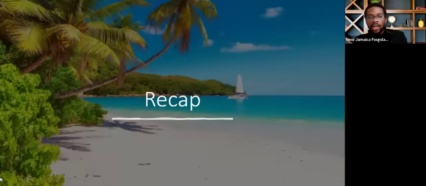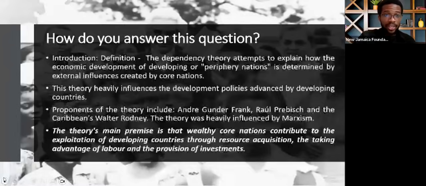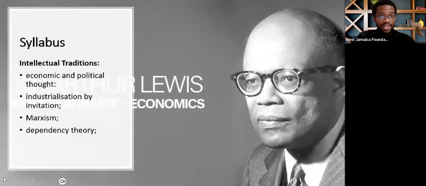Sorry. So this essay, what I really want you to demonstrate is knowledge of the theories themselves, knowledge of the intellectual thoughts at hand. And that's why I showed the syllabus earlier. It showed that you're looking at economic and political thought, including industrialization by invitation, Marxism, dependency theory. Those are the intellectual traditions. You want to show knowledge of intellectual traditions.